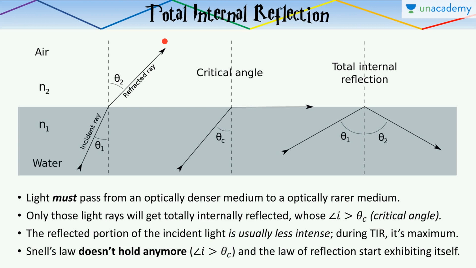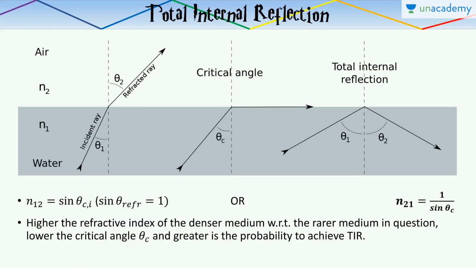In this case, Snell's law of refraction does not hold anymore for angles of incidence greater than the critical angle, and the law of reflection starts exhibiting itself. That is, the angle of incidence is equal to the angle of reflection, which is exactly what you see here. The angle of incidence becomes increasingly similar to the angle of reflection, as you see here. How do we define the critical angle of incidence?